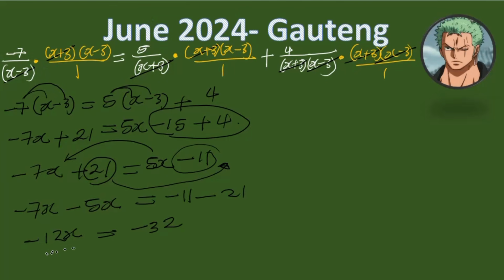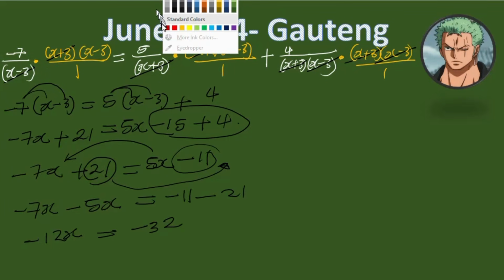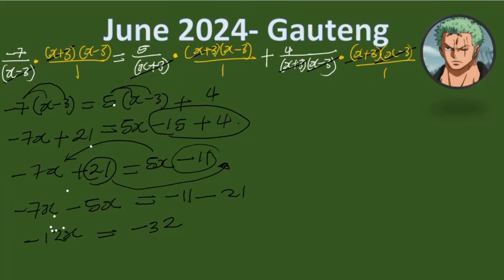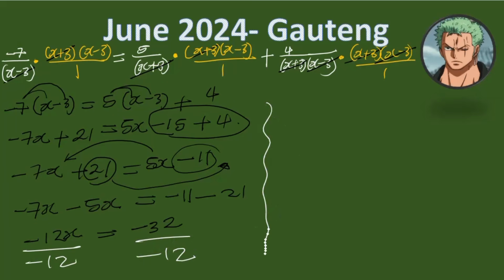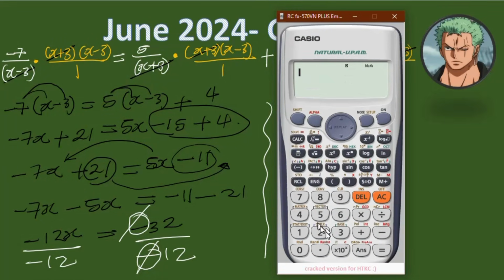So I'll use a different color here. There we go. Divide this by negative 12, divide this by negative 12. I'll have x is equals to negative and negative, they cancel out. I'm left with 32 over 12. Now I'm so lazy to simplify this on my own. I'll just put this on a calculator. I have 32 over 12. There I get 8 over 3.